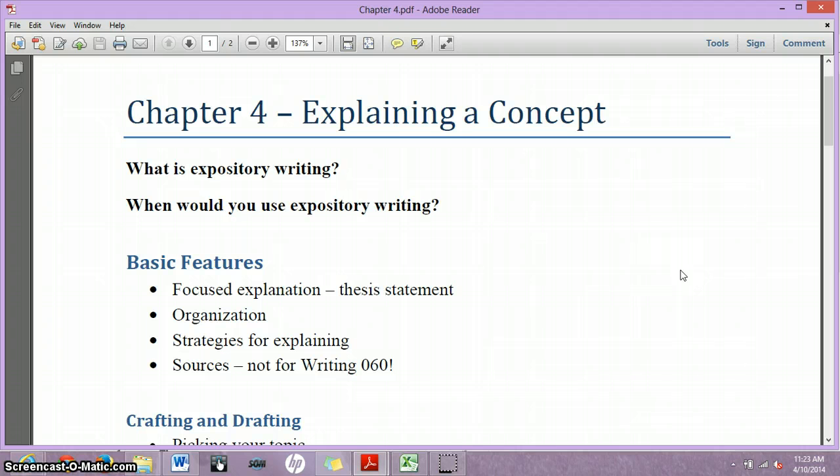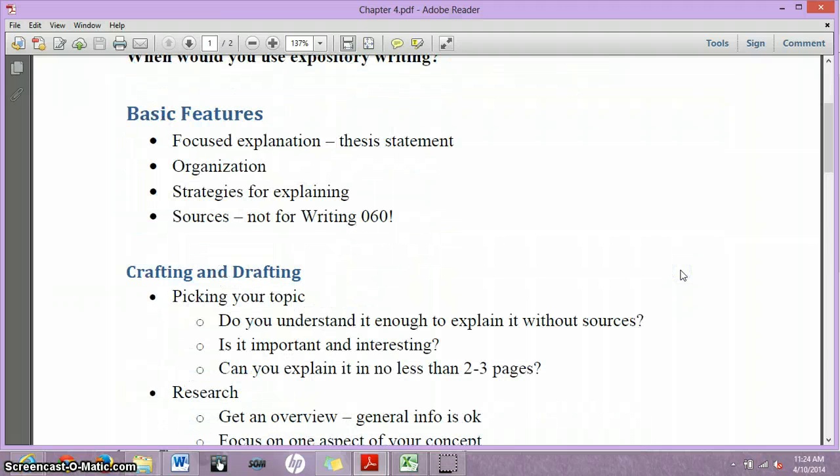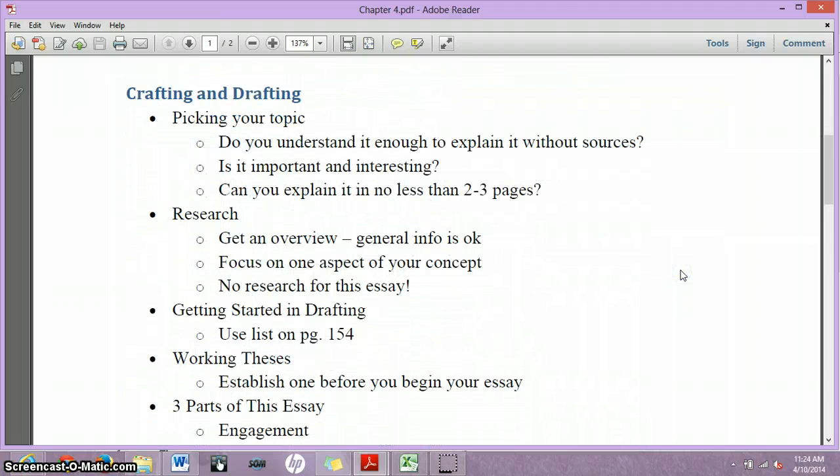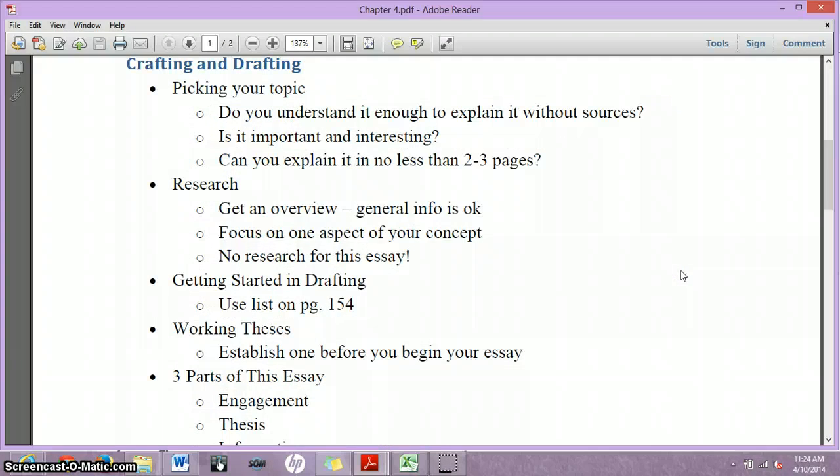So, look it over. Look at how the samples integrate sources. And by all means, when you write your discussion board this week, do integrate sources. Quote from the reading that you're working with. There's no reason you can't do that. But when it comes to your essay, I don't want outside sources in your essay. So I would much rather you focus on the other features of effective expository writing.